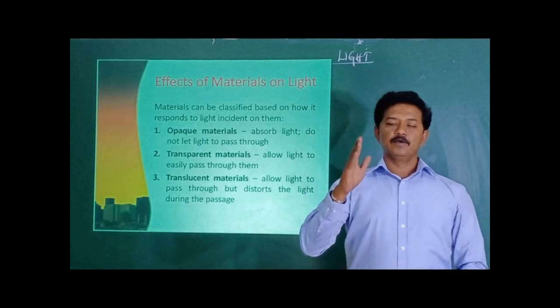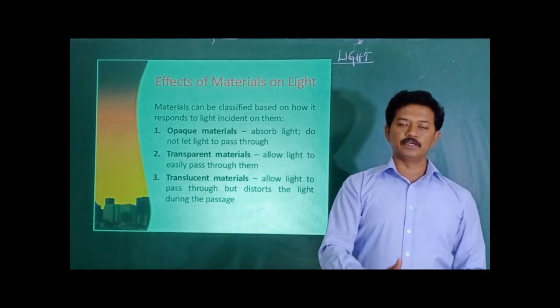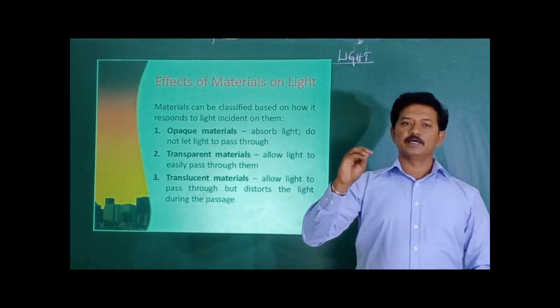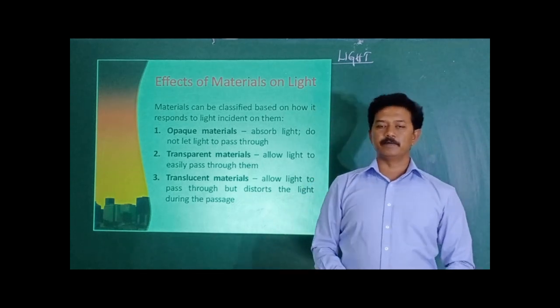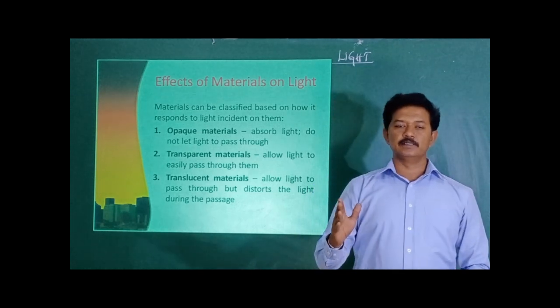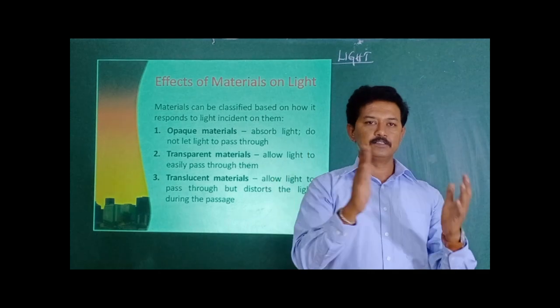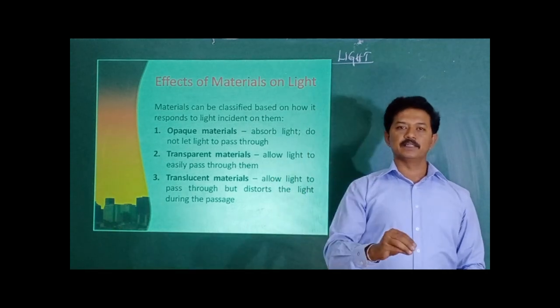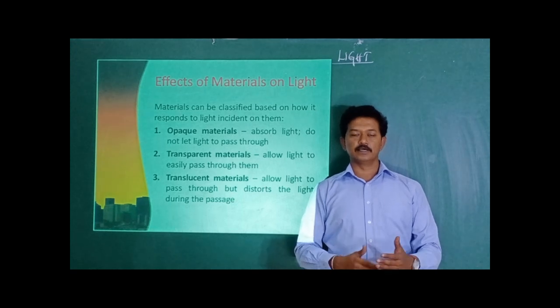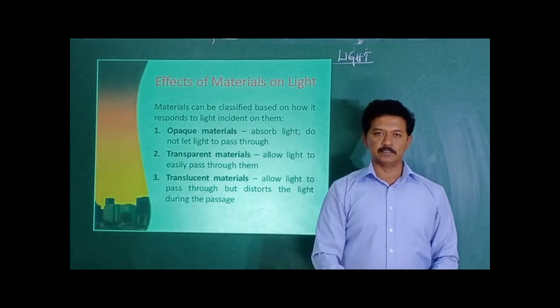So once again, those materials which do not allow light to pass through them are called opaque materials. Those materials which completely allow the light to pass through them are called transparent materials. And those materials, when the light is made to pass through them, part of the light rays are distorted by these materials. They are called translucent materials.